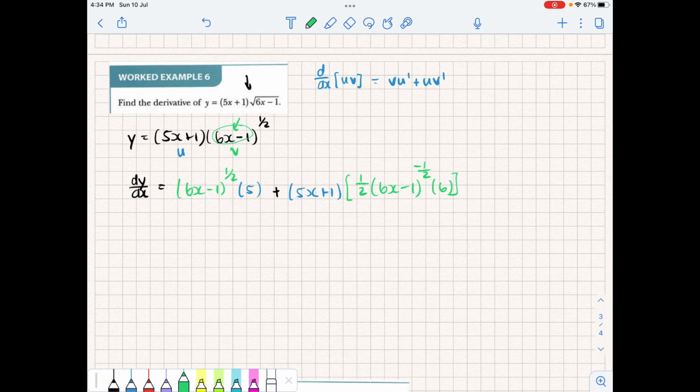And now we can just tidy up. So we can rewrite this as 5 times the square root of 6x minus 1 if we want, or we could leave it to the power of a half, it doesn't matter. And then plus, we've got a half times 6, which is 3, so we have 3 times 5x plus 1. And then we have the 6x minus 1 to the power of negative a half. So that's moving it down to the denominator. And again, we can write this, if we want, as the square root. Okay, so there we've differentiated our equation.